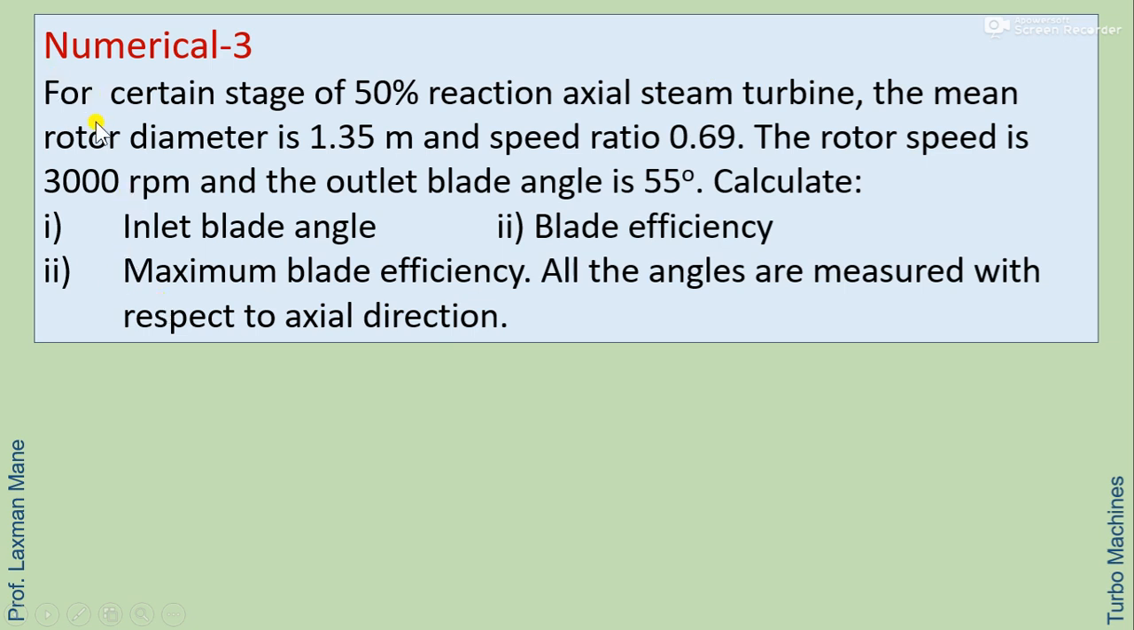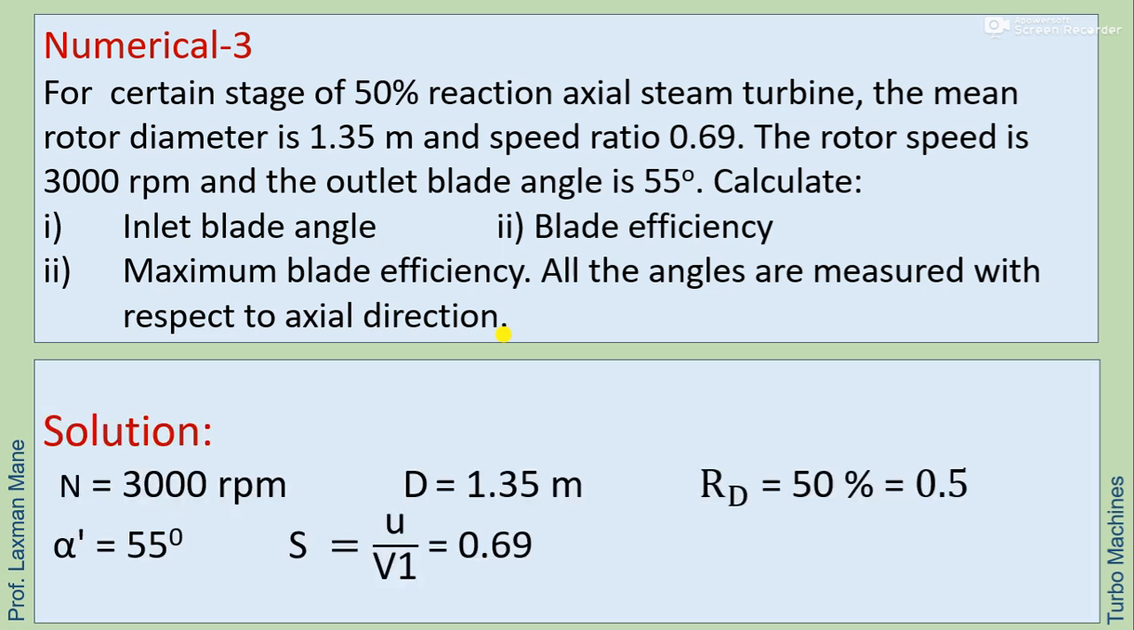Next numerical of Parsons reaction turbine, in that rotor diameter, speed ratio, rotor speed, outlet blade angles are given, and it is asked to calculate inlet blade angle, blade efficiency and maximum blade efficiency. But here is one important thing, that all the angles are measured with respect to axial direction. So as per this we have to fetch the data.